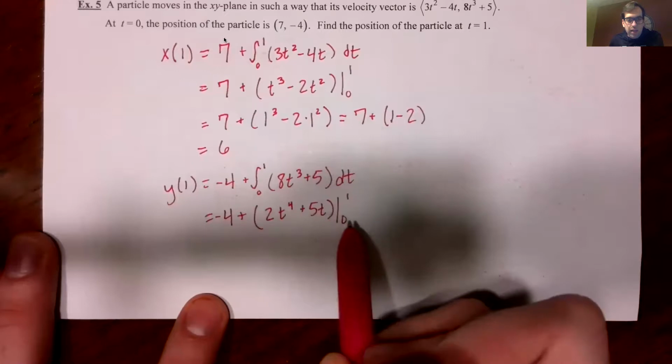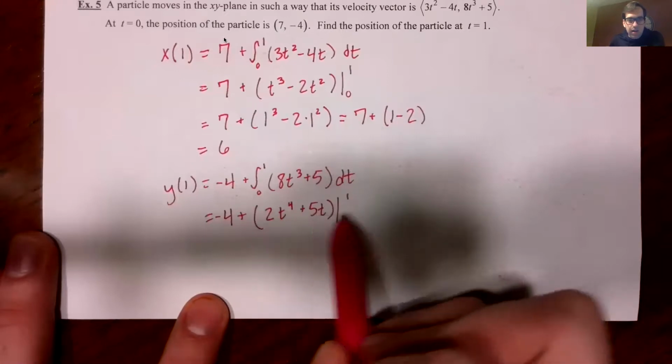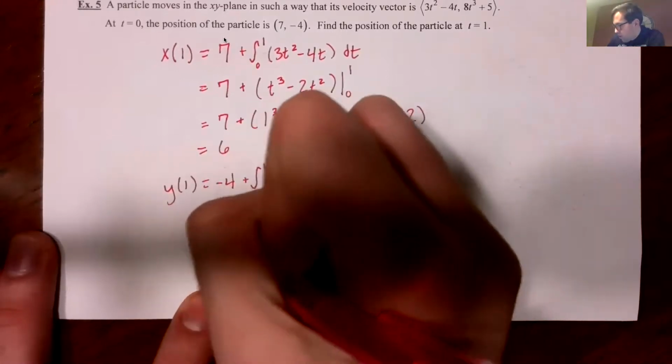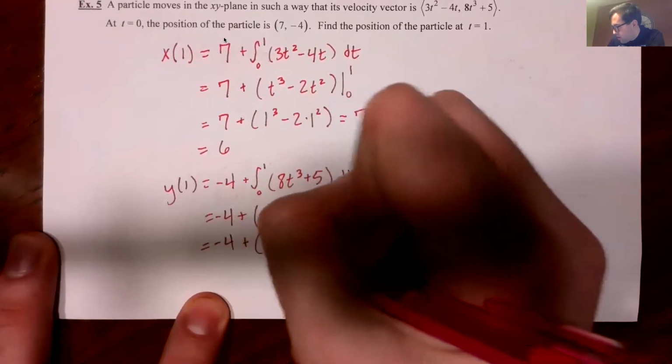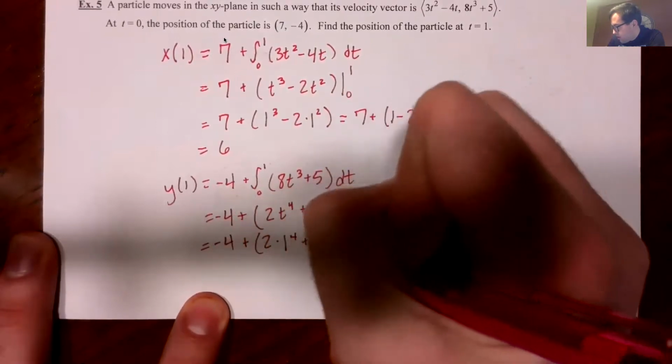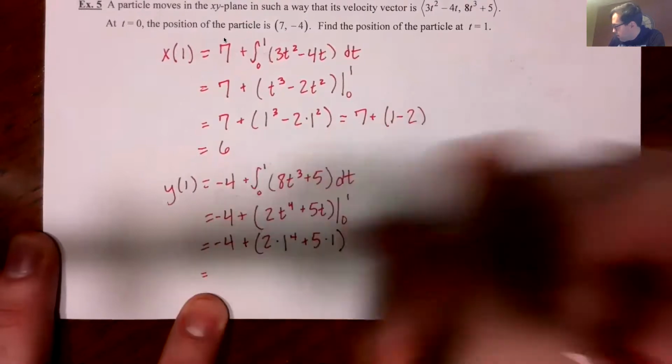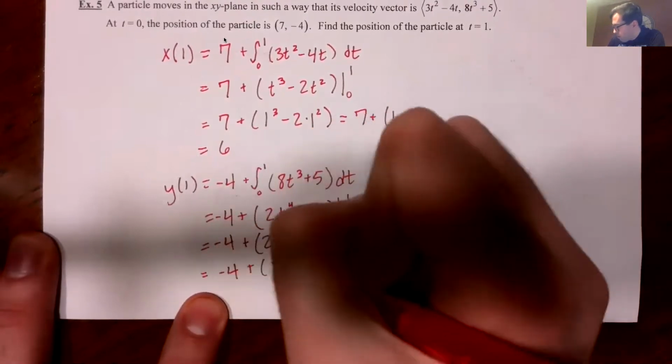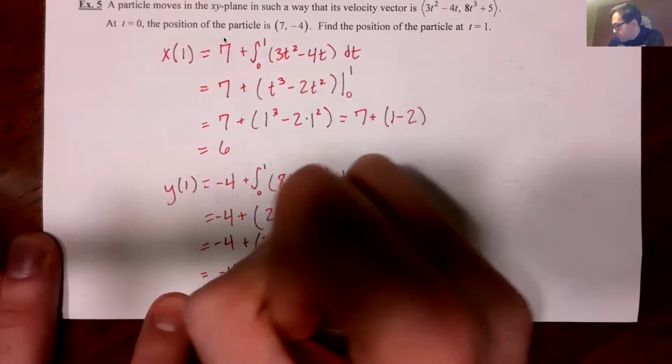All right, so once again, if we plug in 0, it's all going to cancel out. So I'm only going to worry about plugging in 1. And we end up with -4 plus 2 plus 5, so we get 3.